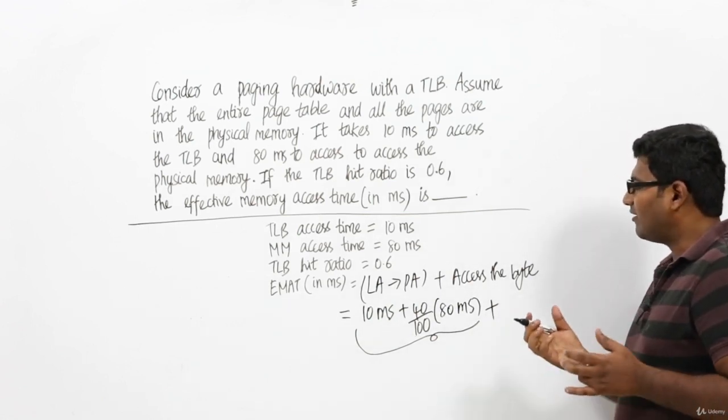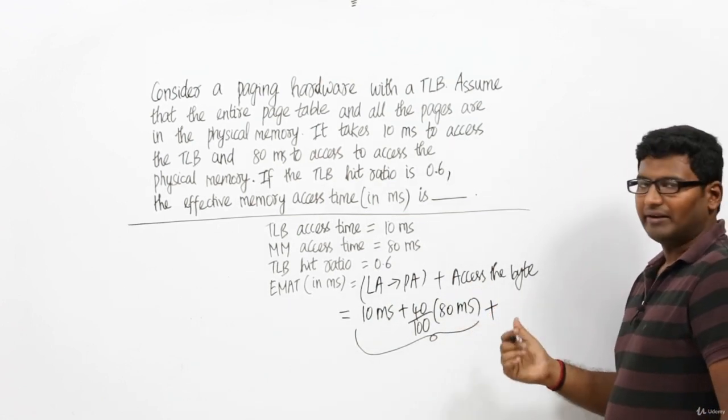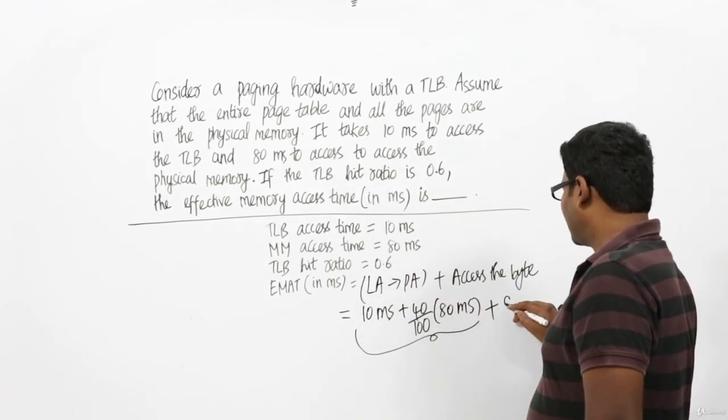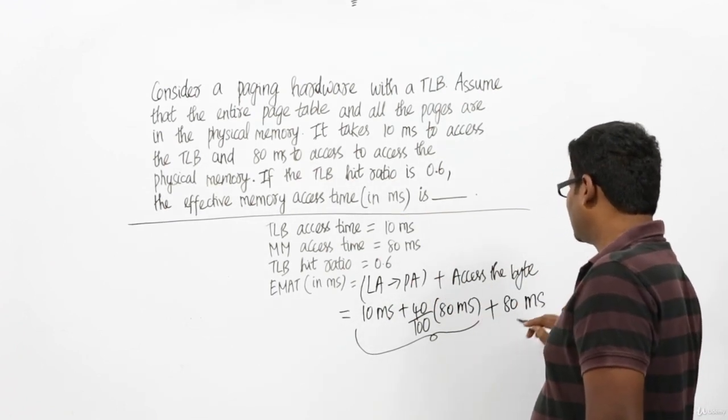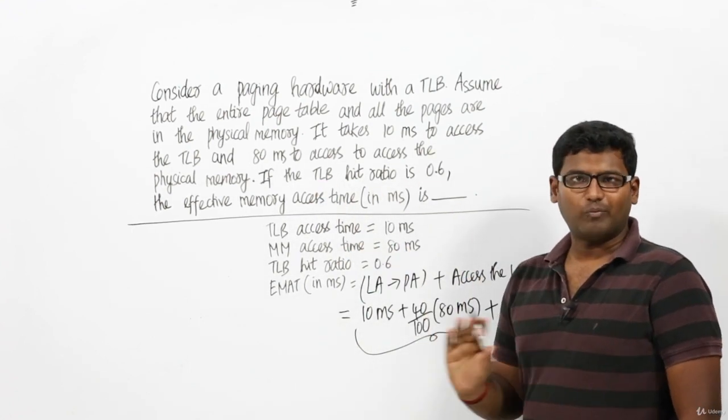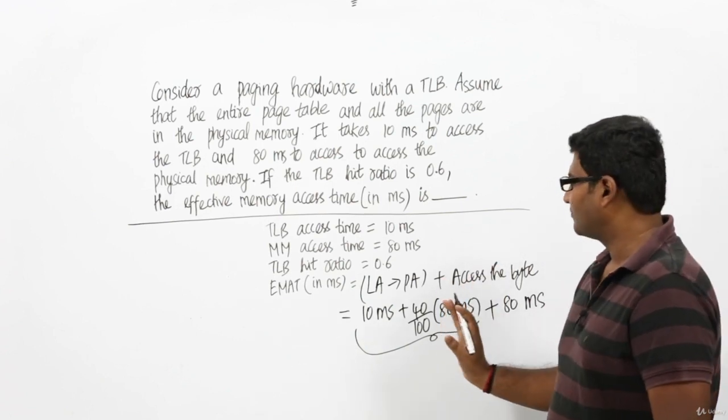Now using this, I should have got the physical address. Once we have the physical address, we need to access the byte in our RAM. For that, it will take only 80 milliseconds, because they have told that there is no page fault, which means you can forget about the hard disk. You don't need to access the hard disk.